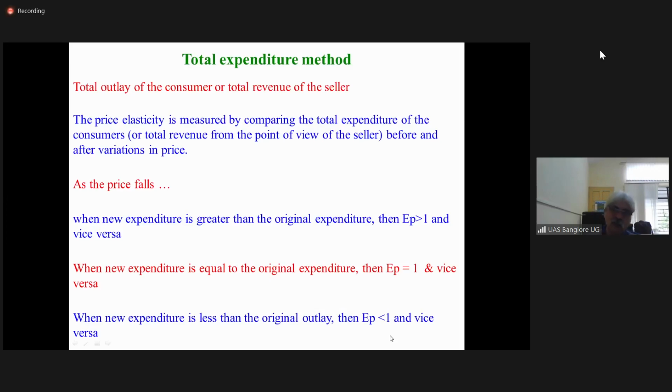We'll show it with the help of a table and also the graph. I think now the time is up.